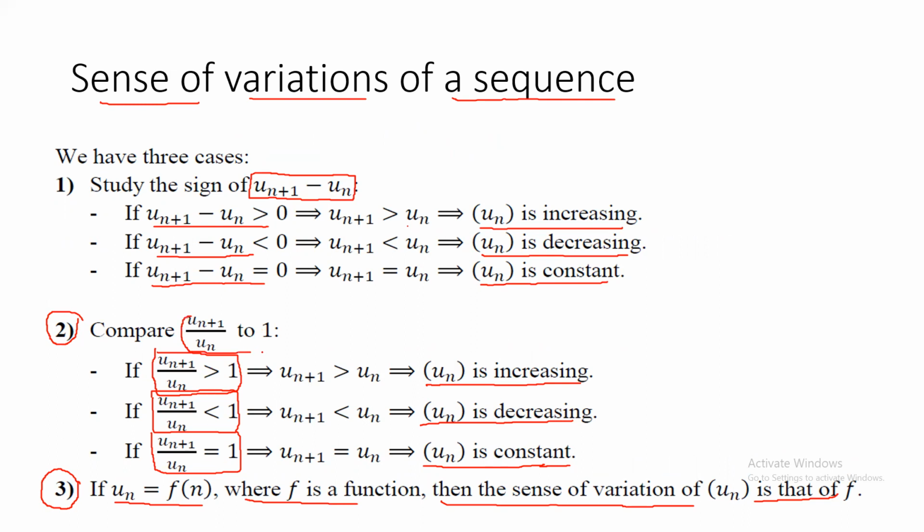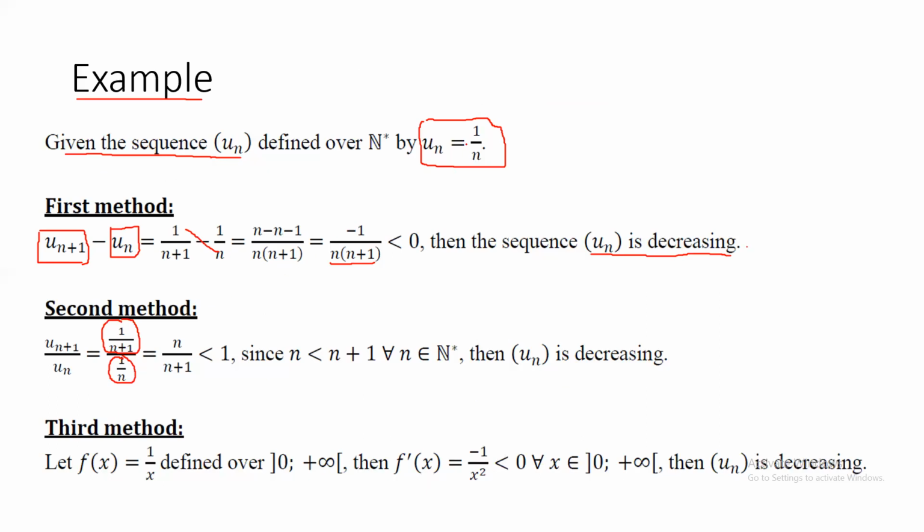Yes, Haikaz? Second method. We have un given here, and after it un plus 1, the same. Haikaz, I need to prove that this sequence is decreasing by three methods. Okay.